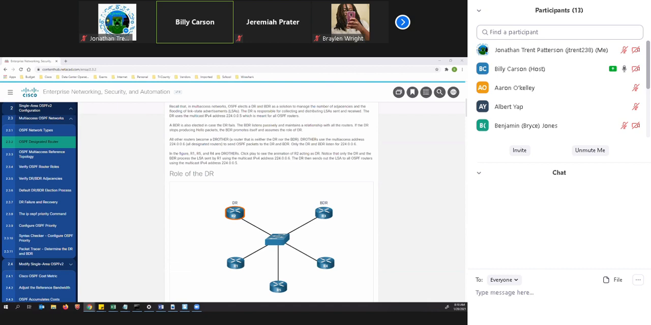And that's known as a DROther. If I'm not a DR and I'm not a BDR, then I'm neither one of those, I'm a DROther. And you can force it to be that by making the priority 0. All right. So initially, when these routers are turned on, they go into the init state. And then, do you remember what multicast address they were sending out?